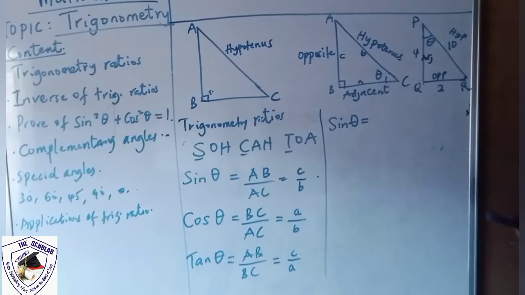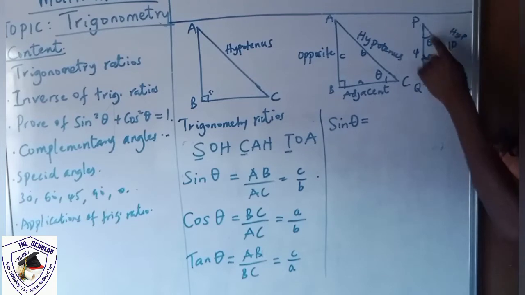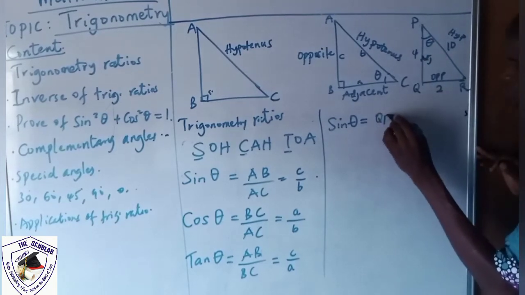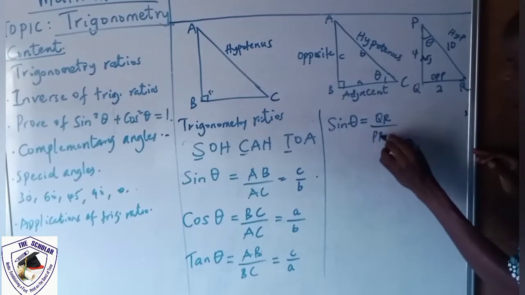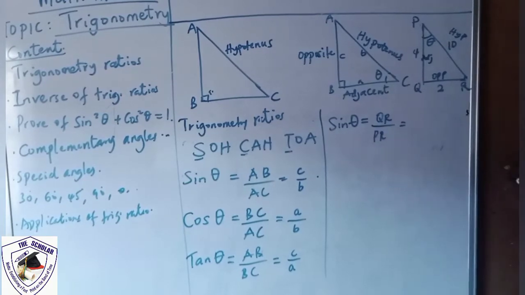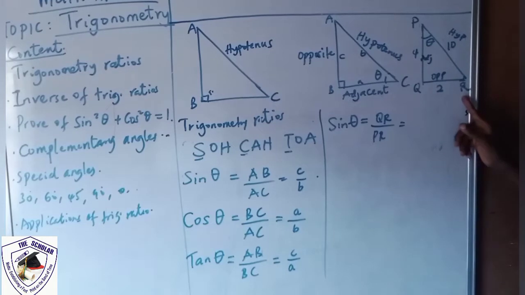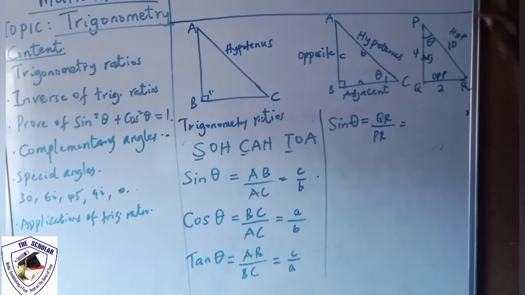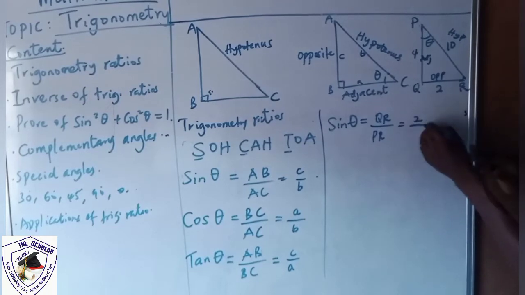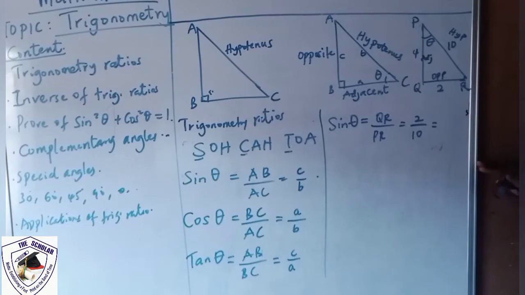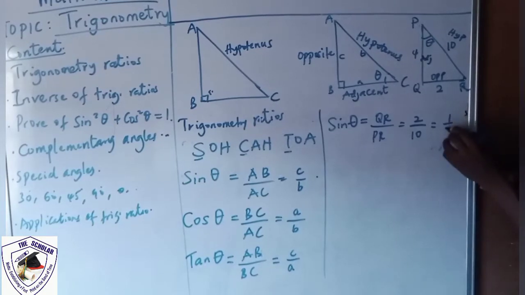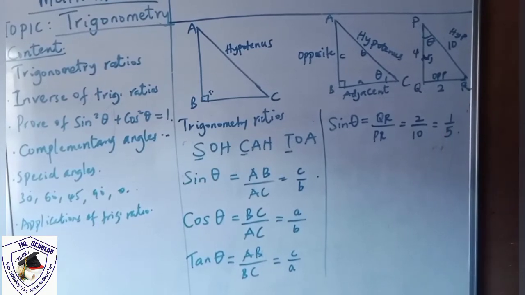So from what we have here, we can define the three ratios. My sine theta is equal to what? Opposite, that is QR, all over hypotenuse, that is PR. I repeat again, sine theta is equal to opposite QR over hypotenuse PR. So using the numbers, our QR is 2 and our PR is 10. Reducing to the lowest fraction, that is 1 over 5. That is the answer. I hope that is clear.